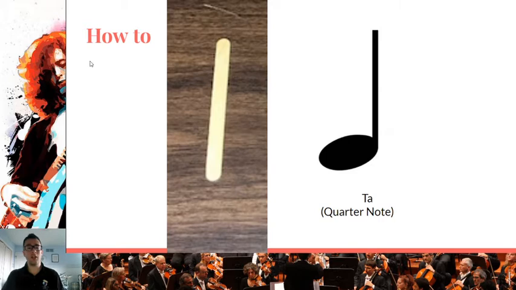So the very first thing that you need to do is learn how to do a quarter note, the note that we call ta sometimes when we clap it. And all you're going to do is have one popsicle stick standing up straight. And if you look at the quarter note, the ta, if you get rid of the note head, that's kind of what it looks like, right? And that's the reason why we do this. So we get rid of the note head, because we don't need the note head to do this right now. And this is just a quick, easy way to show it, and then we can kind of go from there.